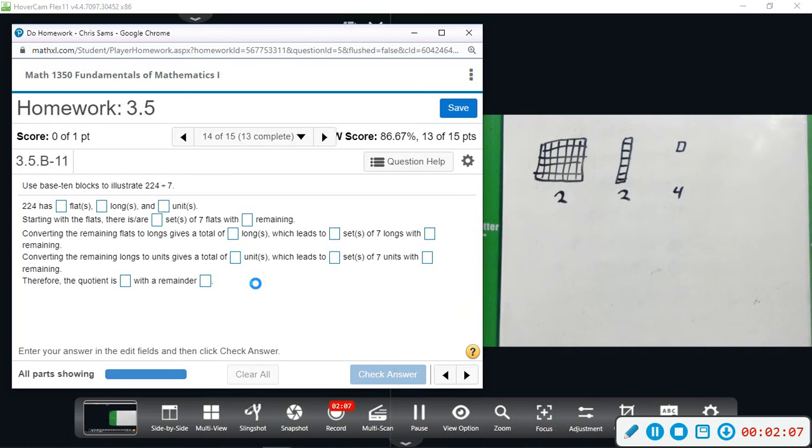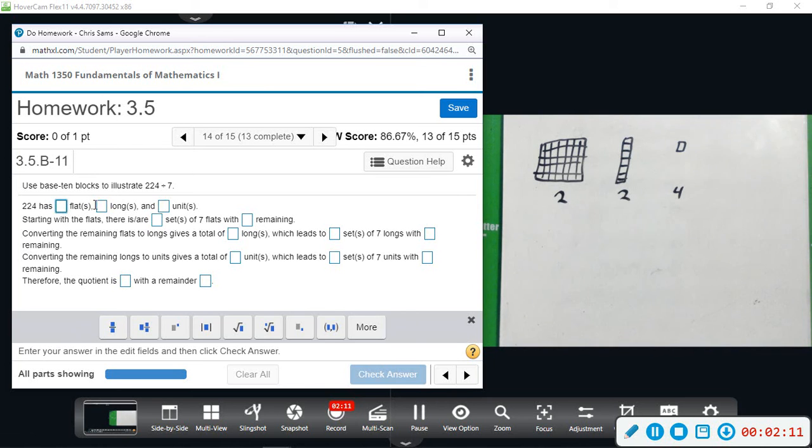Okay, so I'm going to do it all. I'm not going to write it and draw it like I did the first time, but I'll talk you through it. So there's 2 flats for the groups of 100. There are 2 longs for 20, and then there are 4 units. Alright, there are blank sets of 7. So we have 2 of these, we don't have 7. So we're going to say 0 groups of 7 with 2 remaining.